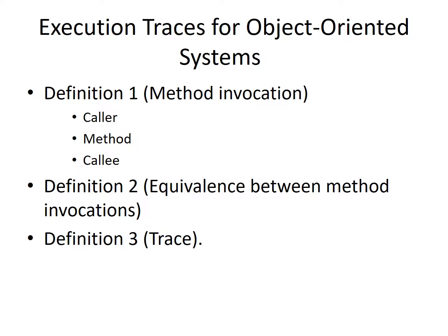To define equivalence between method invocations in our approach, we implement in the trace collection step described below a component collecting all the invocations of constructors in all execution traces. This allows us to check equivalence between the objects using the rule defined in the definition above. Coming to definition 3, trace. A trace is a sequence of method invocations.